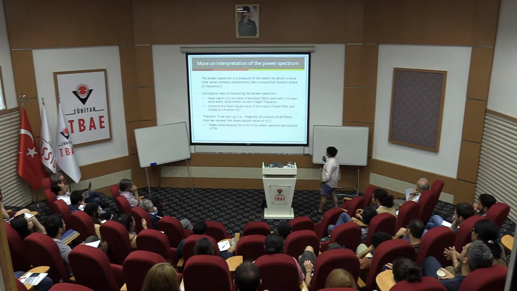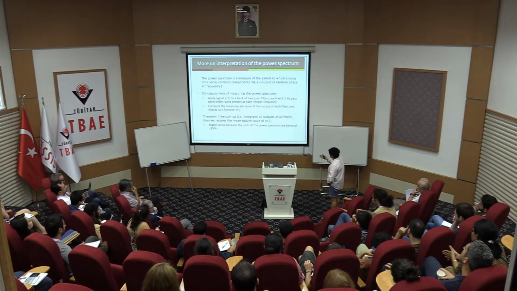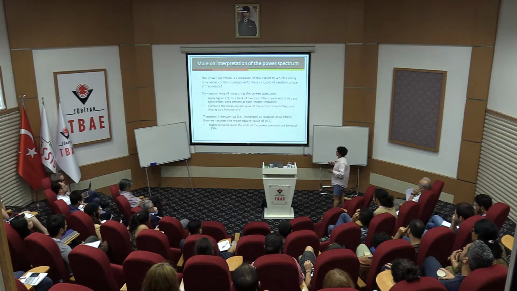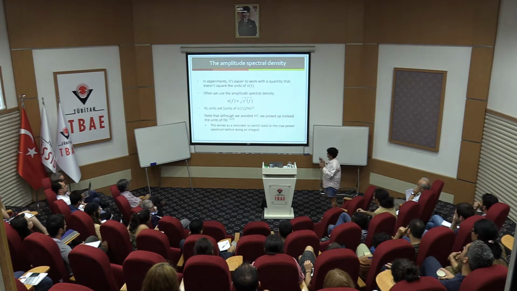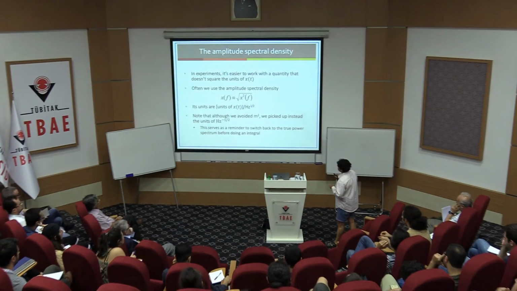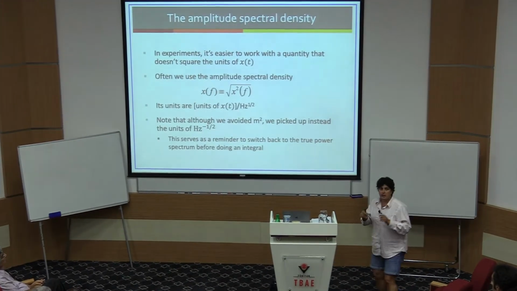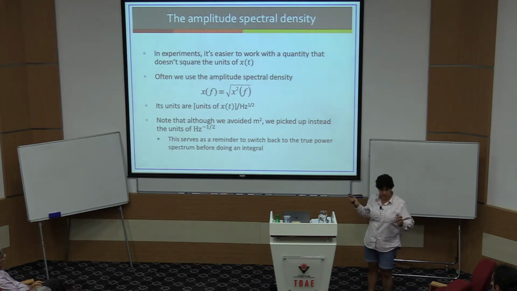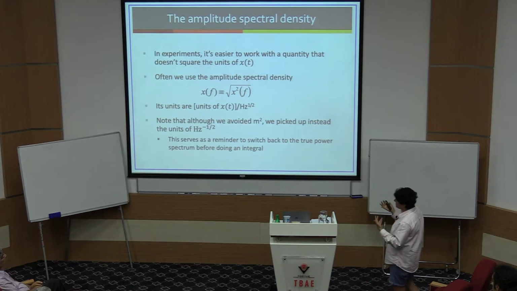And now when you want to go back from the power spectrum to measurements of, say, the mean value of some quantity, then you just simply integrate the power spectrum, and I'll show you that next. The amplitude spectral density is simply the square root of the power spectrum. Anytime I show you strain per root Hertz, I've done this. I've given you the amplitude spectral density, or meters per root Hertz.